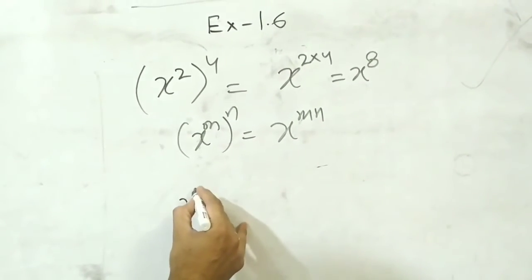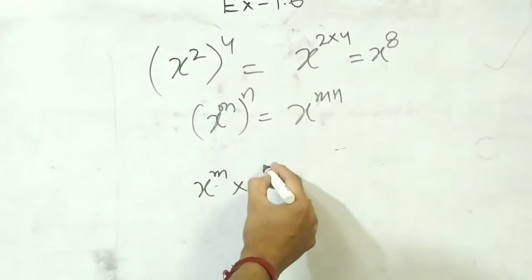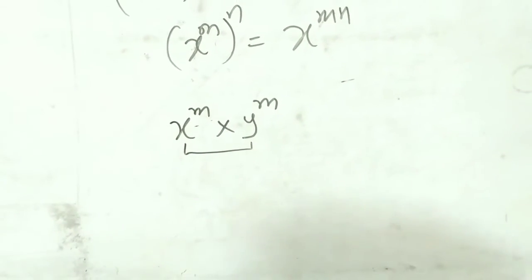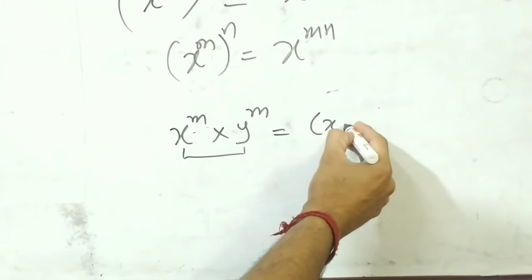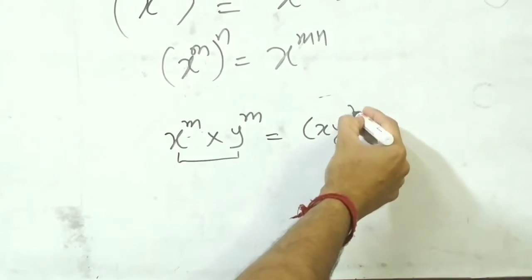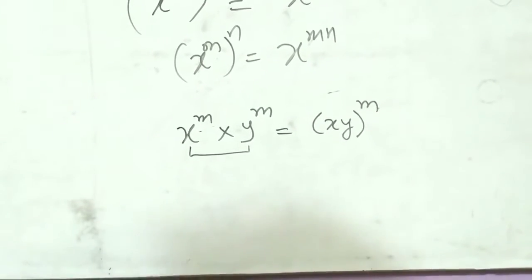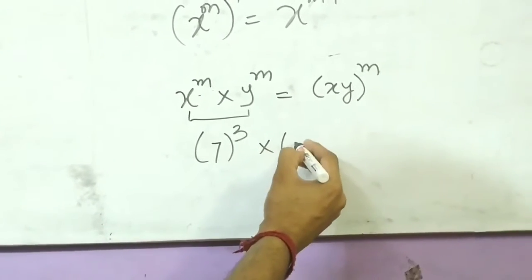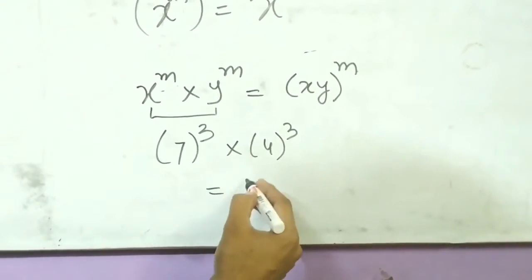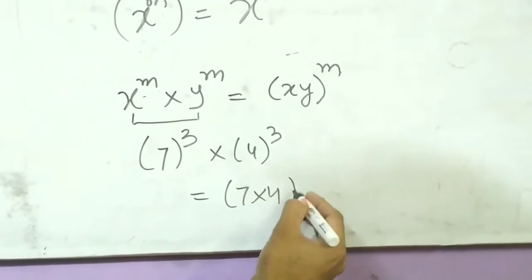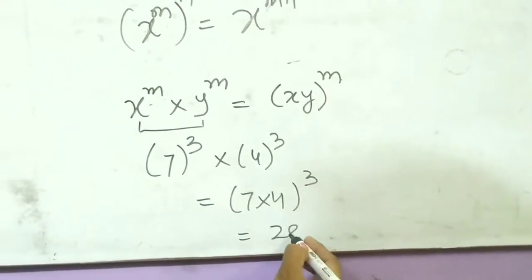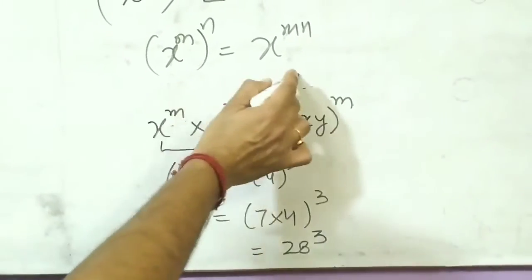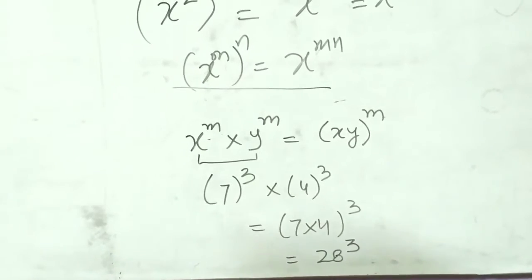If you have x to the power m into y to the power m, in that case the bases are not same but powers are same, then you can take them into the same bracket and the power will be same like that. I give you an example for that. 7 to the power 3 into 4 to the power 3, it means you can do like this: 7 into 4 to the power 3, that means 28 raised to the power 3. So now this is third, this is fourth. Now you know four formulas.